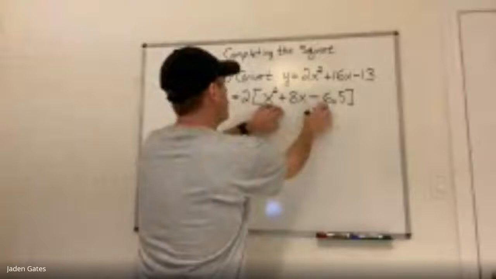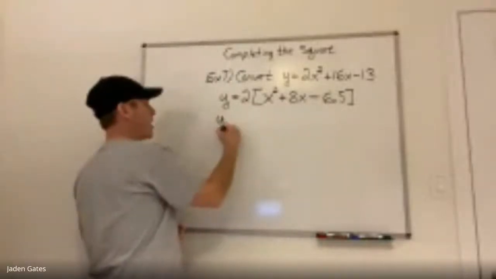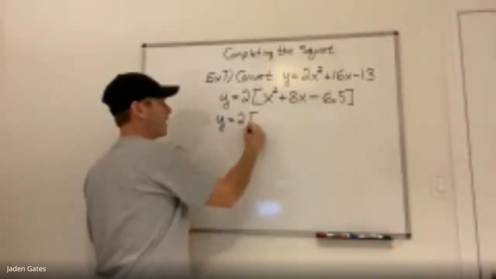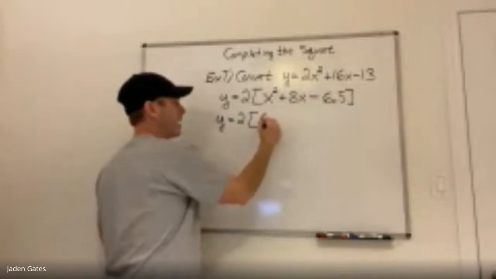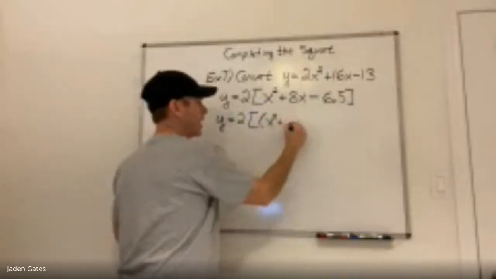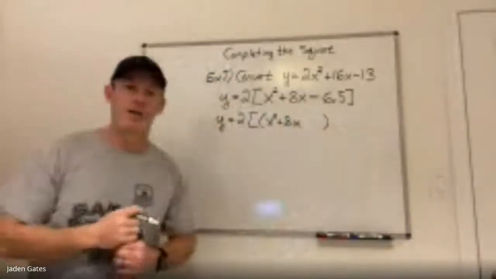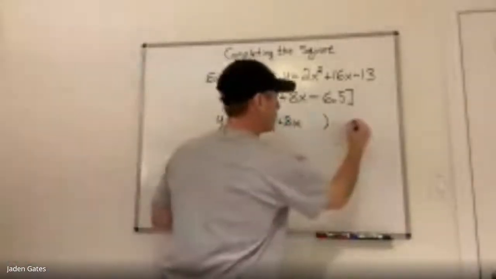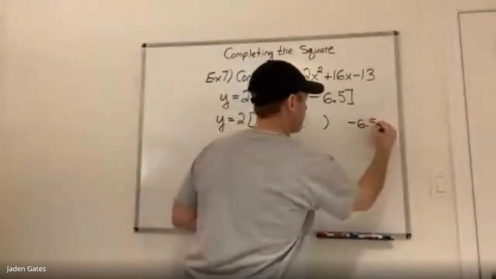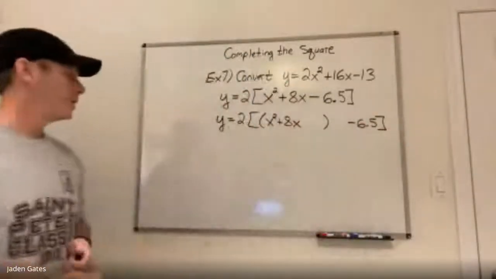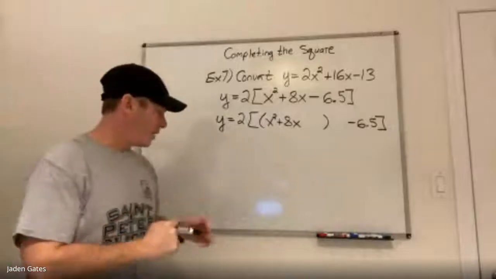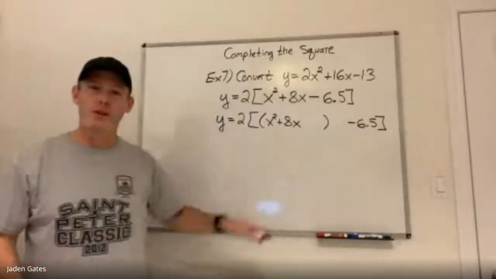All right, now we're going to complete the square inside those square brackets. So I got y equals 2. Again, in round brackets, I'm going to put my x squared plus 8x. All right, my magic number there is not going to be -6.5, so I'll put that over here at the end. There we go. All right, so can somebody tell me what my magic number is going to be that I need?